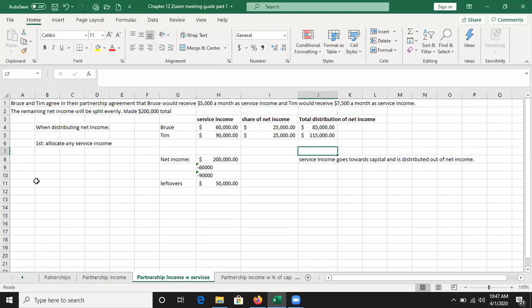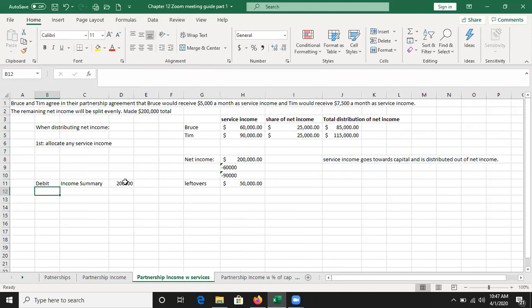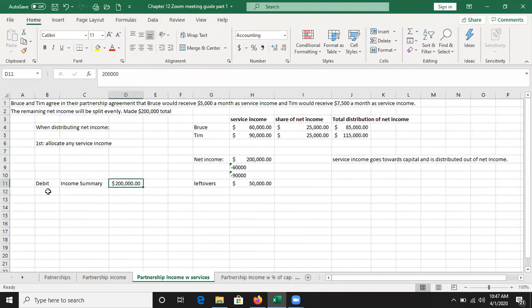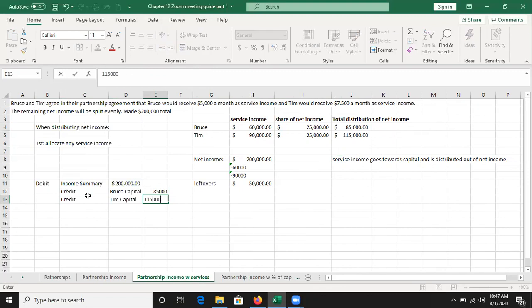And the journal entry that you do for this is the same process. You debit income summary for that full $200,000 amount. Okay, because again, this is coming out after closing entries, it's coming out of net income. And then we're going to credit Bruce Capital for 85,000. And we're going to credit Tim Capital for 115,000.